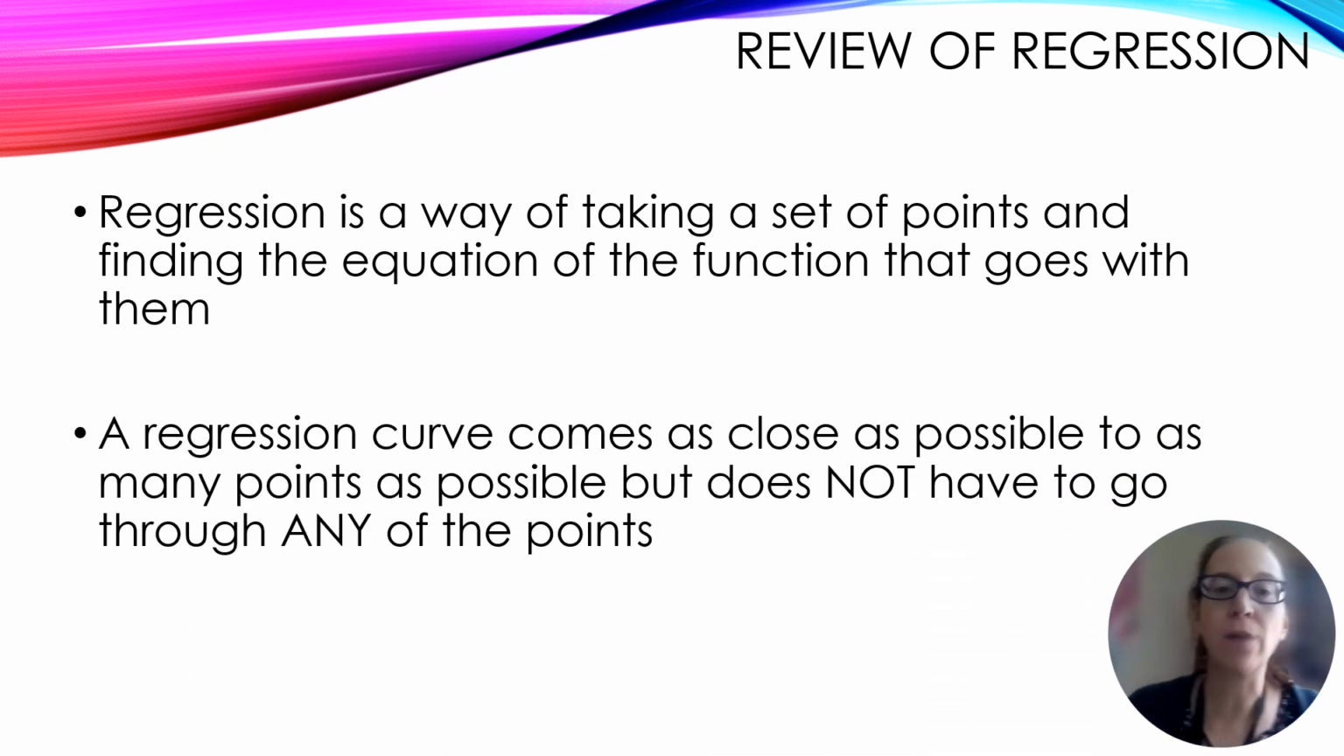A regression curve comes as close as possible to as many points as possible, but does not have to go through any of the points. That's not part of the definition of what a regression curve is. Typically it's going to go through one or more of the points, but it doesn't have to. The idea is we want the curve to come as close as possible to these points.